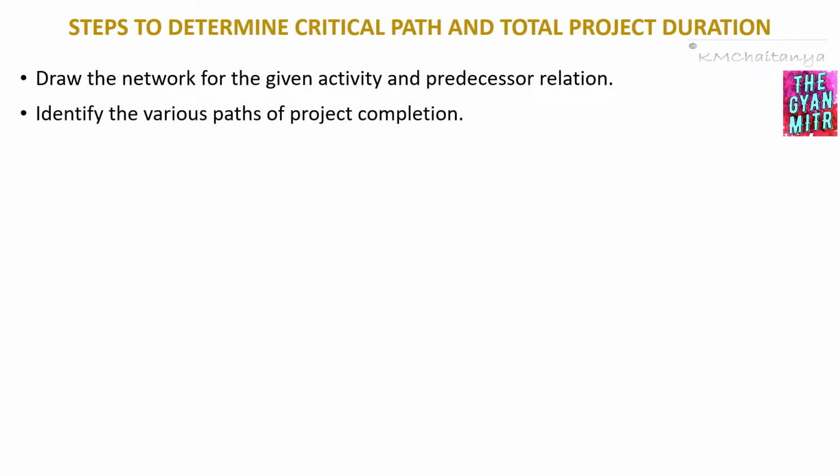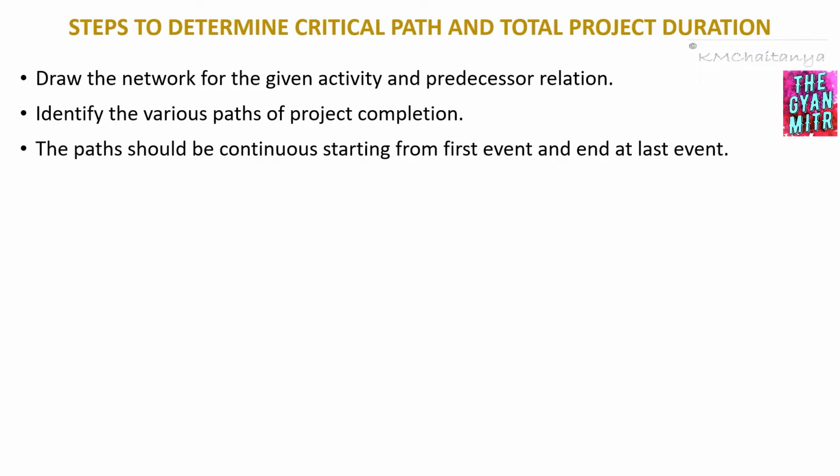Once the network diagram has been drawn, we are then going to identify the various paths of project completion. The paths should be continuous, and a path has to always start with the first event and end with the last event. Keep in mind that it should be a continuous path.